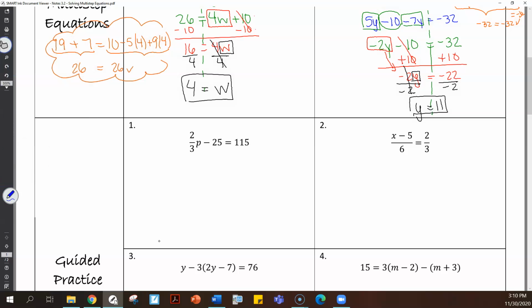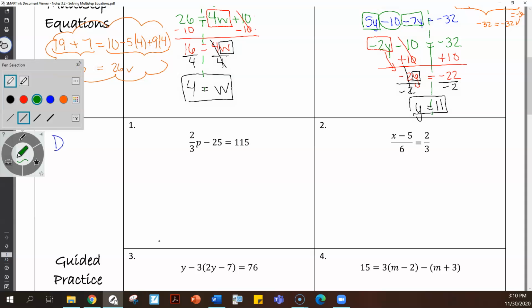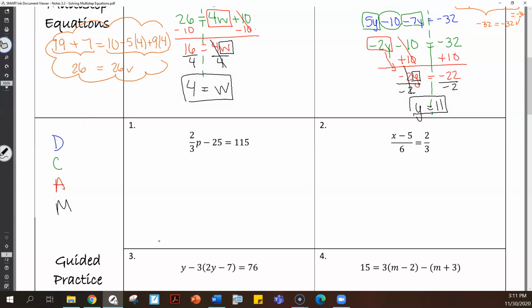So sometimes I like to use a little acronym. Don't call after midnight. Okay? Don't call after midnight. If you can remember these 4 steps, you can remember how to solve even the most complex of multi-step equations. So remember that my D stands for distribute.